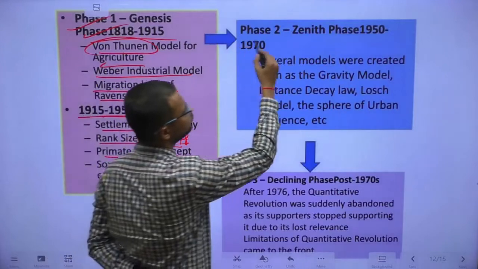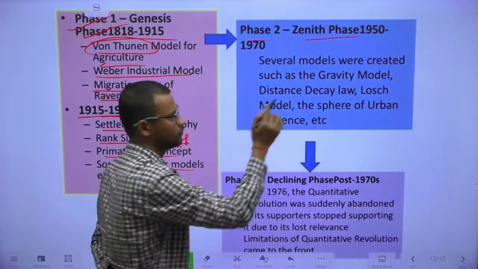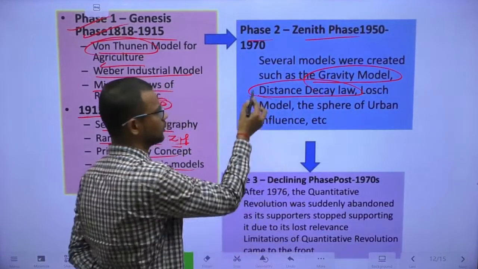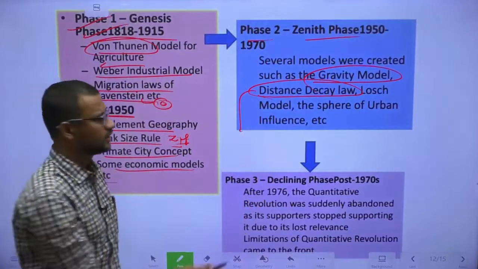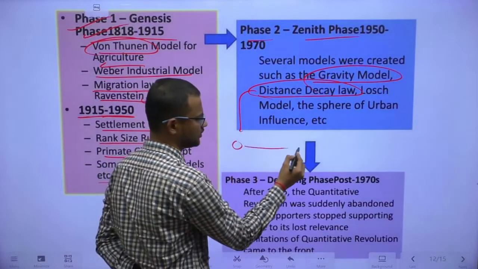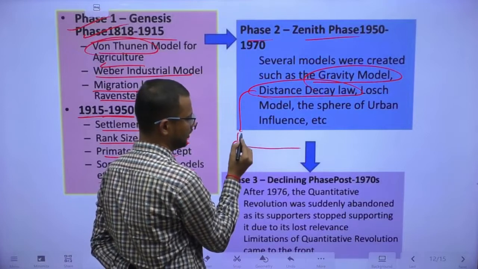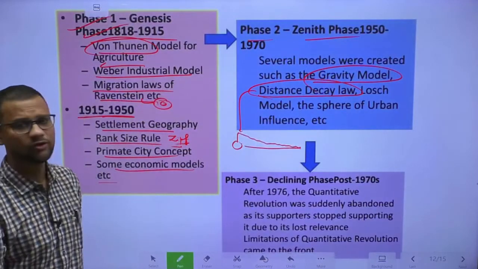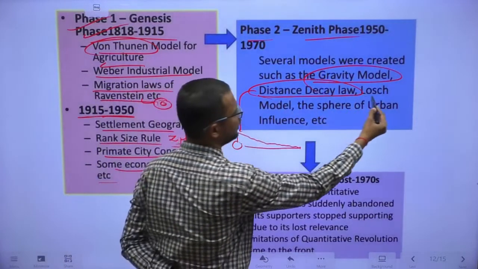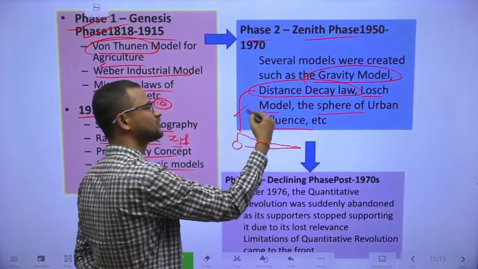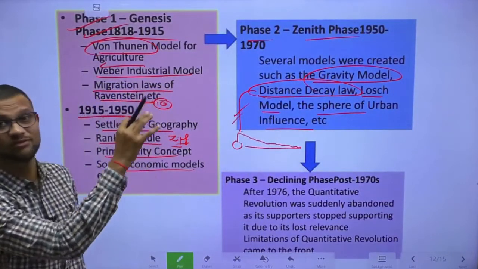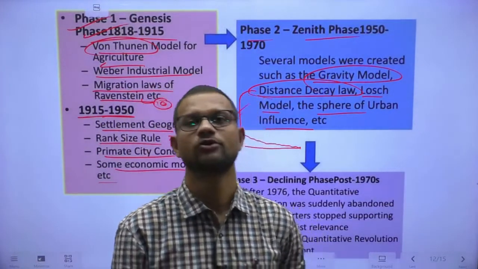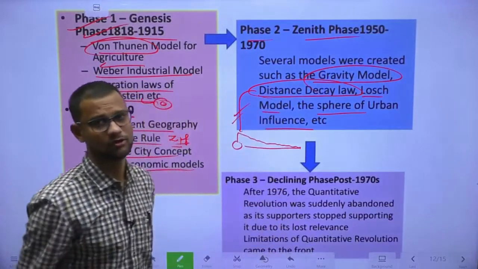Then phase 2, the zenith phase. Here you will find a number of models. Gravity, which I already told you. Then the distance decay law. As you are students of geography, you are quite aware of that. With increasing distance from the market, you will find a decline in spending, or the overall economic value of the product, right? So that is distance decay. Then the Losch model, the sphere of urban influence, and you can add a few more. But you need to keep these names of the models in mind whenever you write the overall answer on the quantitative revolution.